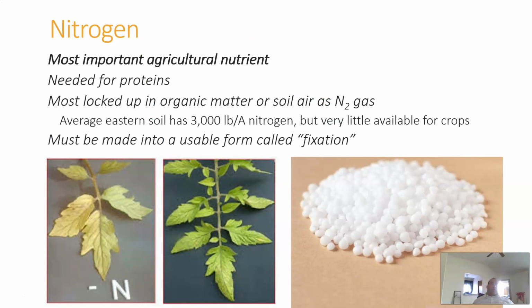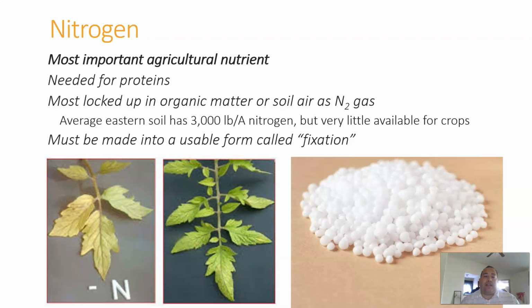So let's talk about all three of these things. The first one, and it's the most important agricultural nutrient, is nitrogen, the N. We can see in the pictures down here at the left, a leaf that has yellowed versus a nice healthy leaf, and that's one of our big clues that says, oh, this plant might need some more nitrogen.